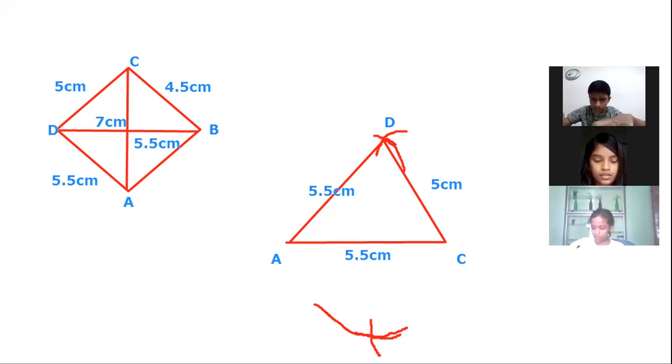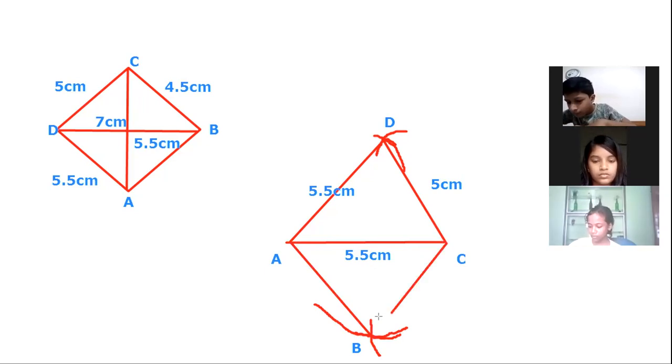Did you get the point of intersection? Yes. What's the name of our point of intersection? It should be the vertex B. So we get the vertex B. After that, we have to join AB and BC. How will you join AB and BC? You just draw a line segment from A to B and then a line segment from B to C.